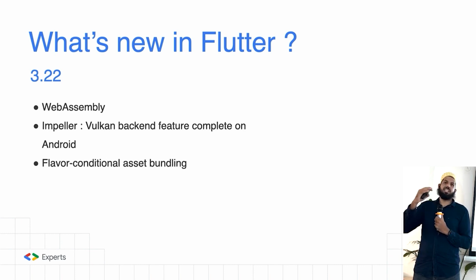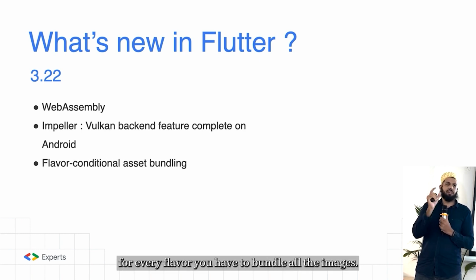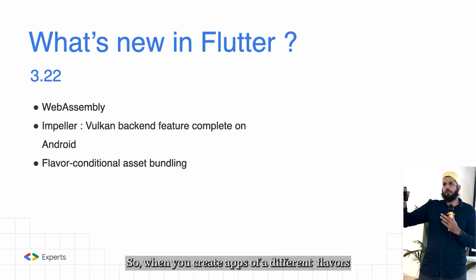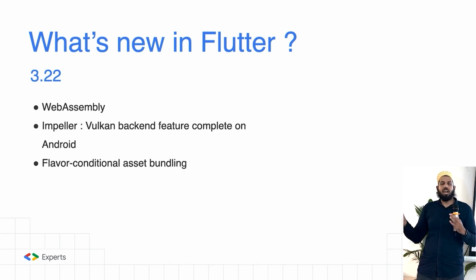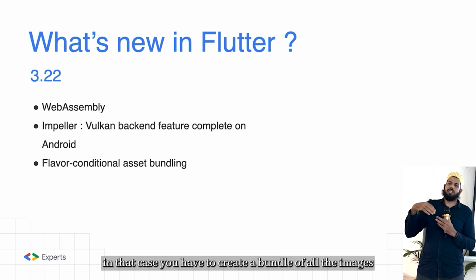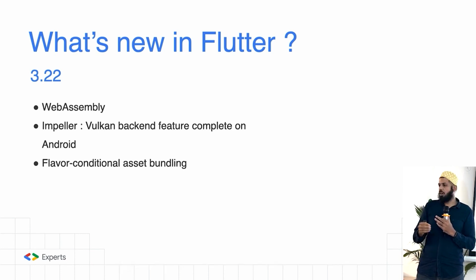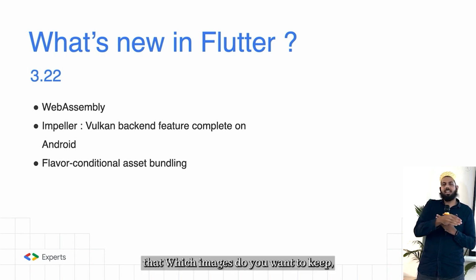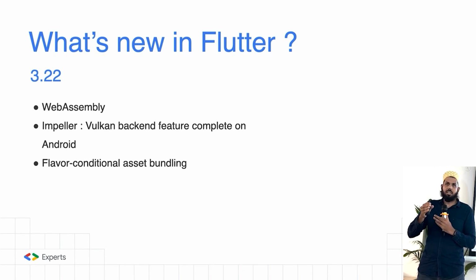Then there is flavor conditioning for asset bundling. So what would happen earlier is that for every flavor you had to bundle all the images. When you build apps with different flavors, you have to bundle all the images together, which increases your APK size. Now with this you can define a condition for which images to keep and which not to keep, so that it reduces your APK size.